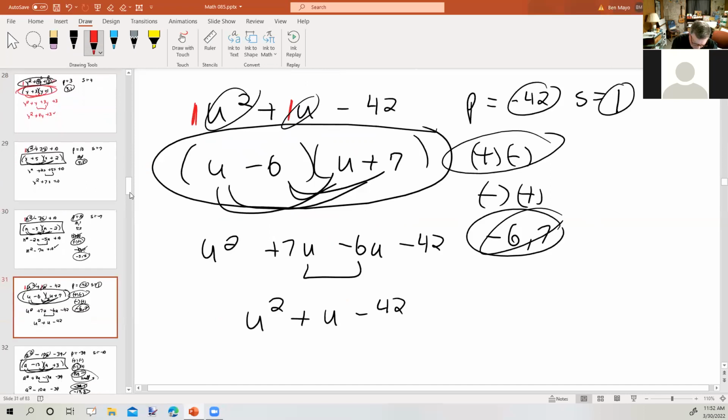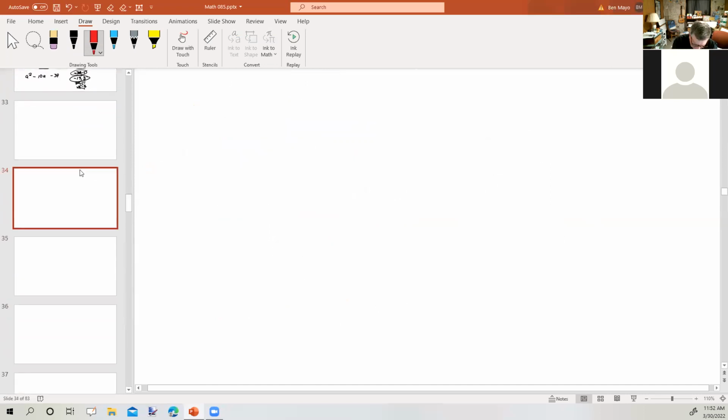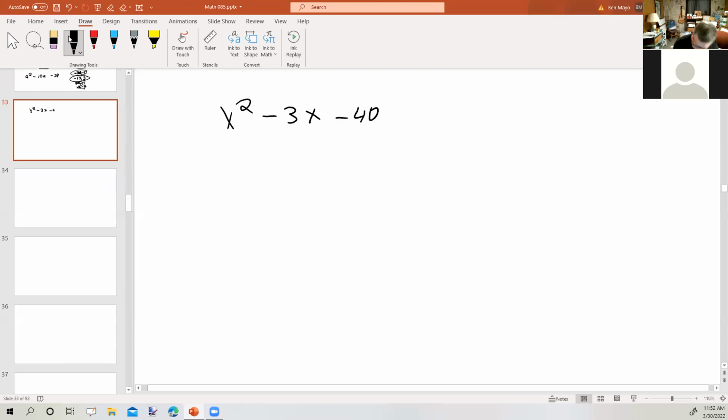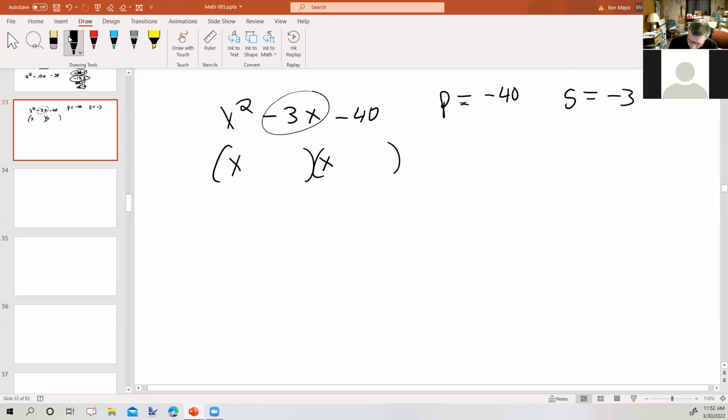Okay, so let's take a look at another one. X squared minus 3x minus 40. So notice it's in descending powers and it has a leading coefficient on the x squared term of a 1. Those conditions have to be present to do this process. So if that's the case, we can split up the x squared. The product is going to be the constant term, and the sum is going to be the coefficient of the linear or first degree term.